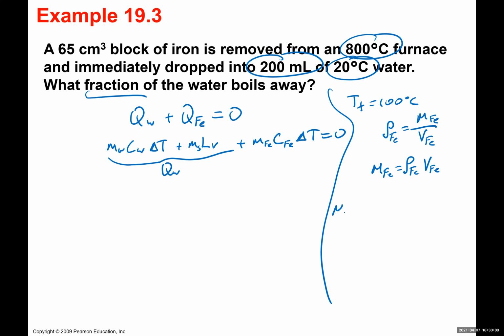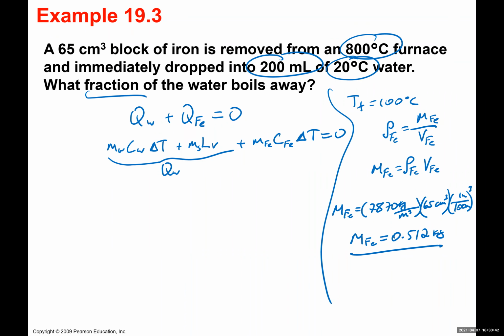Okay, so let's solve for that. Mass of iron is equal to the density, which is 7,870 kilograms per cubic meter, times the volume, which is 65 cubic centimeters, which we can then convert, where 100 centimeters is 1 meter, and then we cube this as well. And then we can find the mass of the iron to be 0.512 kilograms. That's the mass of the iron. Okay, that means I pretty much have everything that I need.